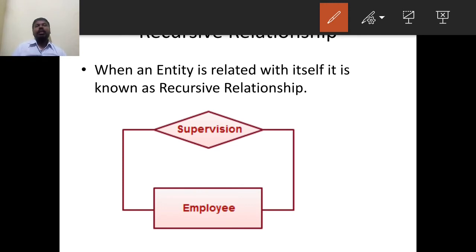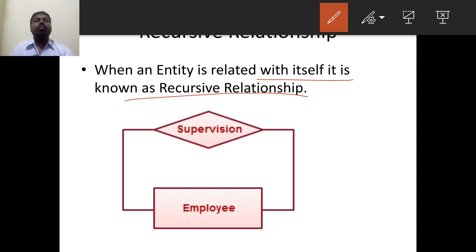We already studied recursive functions in object oriented programming. What is a recursive function? A function called by itself is called a recursive function. Similarly, when an entity is related with itself, it is known as a recursive relationship. So what is a recursive function? A function called by itself. Similarly, what is a recursive relationship? An entity related with itself is called a recursive relationship.